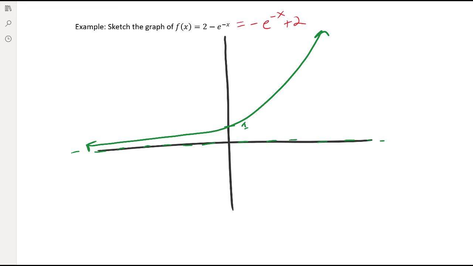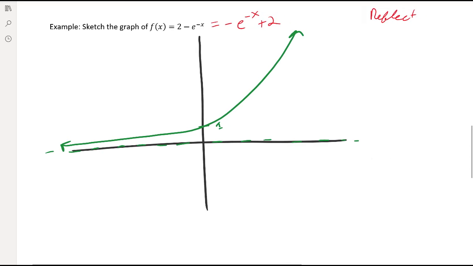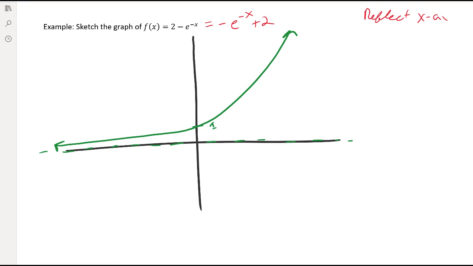The negative on the outside of our function, if you recall, means that we need to reflect over the x-axis. That comes from the negative. Let me see if I can do different colors here. The negative on the inside, as I call it, the negative that's attached to that power there, is also a reflection, but that means we need to reflect over the y-axis. And then lastly, the plus 2 means that we need to move our graph up 2.